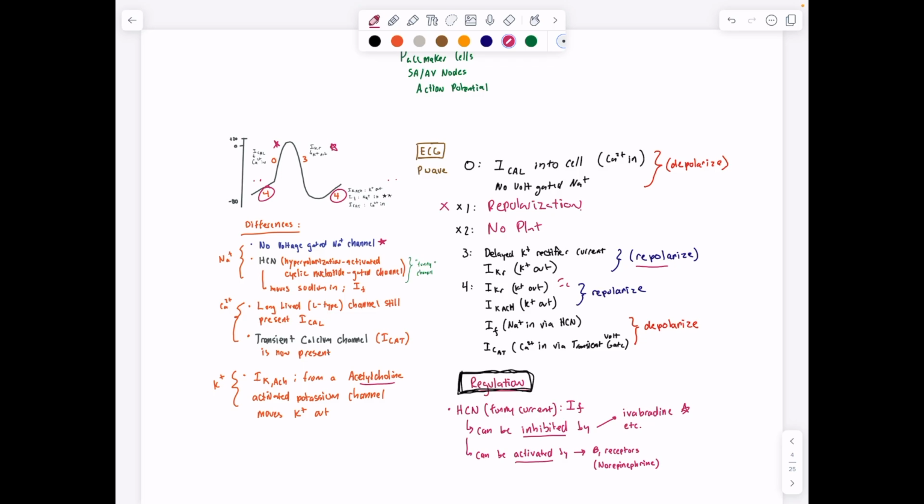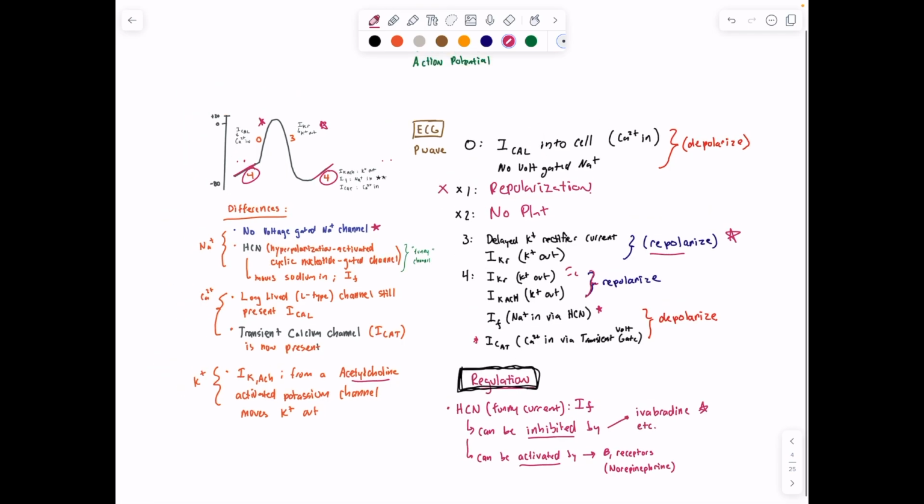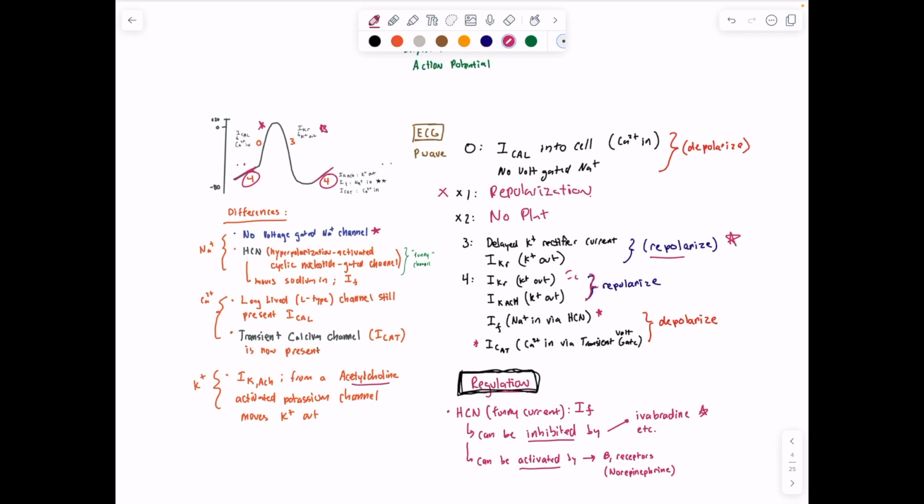And so you have our repolarization in phase 3, and then for phase 4, you have continued repolarization. You have the acetylcholine potassium channel allowing potassium out, but then you also have our funny current from HCN, and then you have the transient calcium channel. They're open, they're going to depolarize, and the two of them together will give us our automaticity. All right, in terms of regulation, you can inhibit HCN with drugs. You can also activate it with norepinephrine from our sympathetic nervous system.